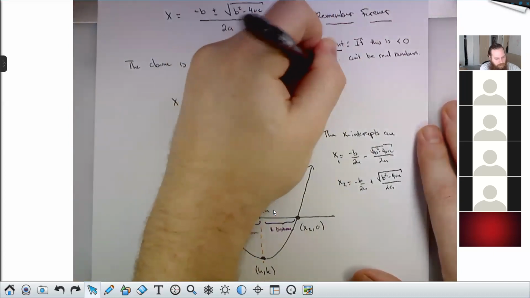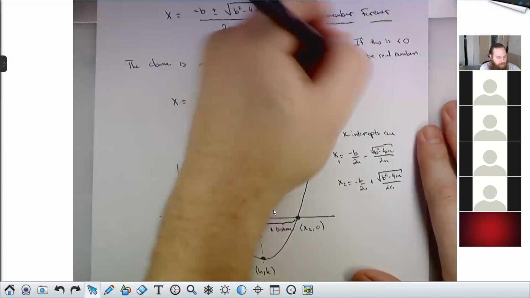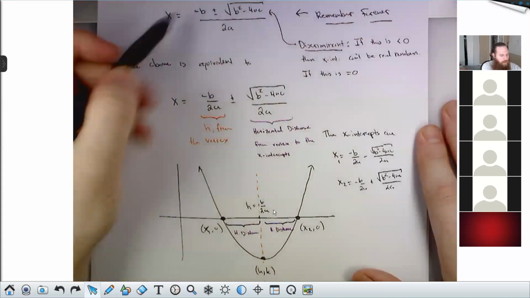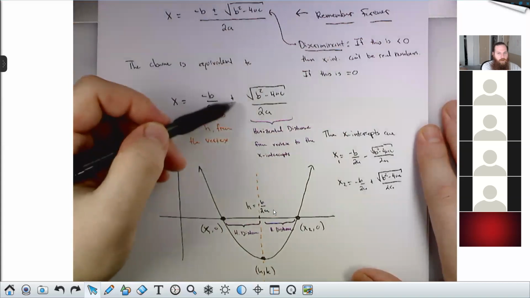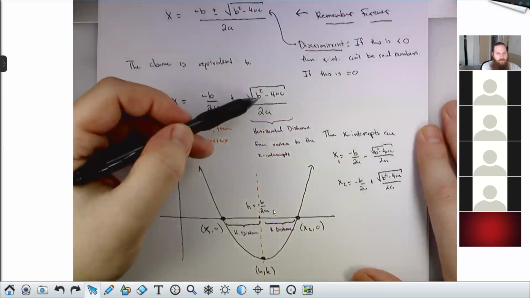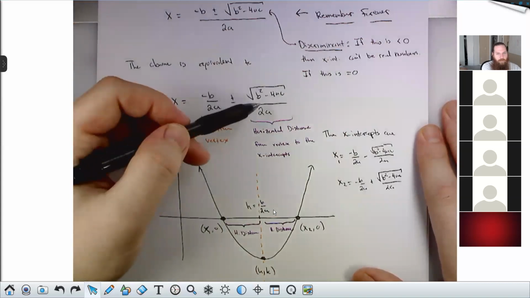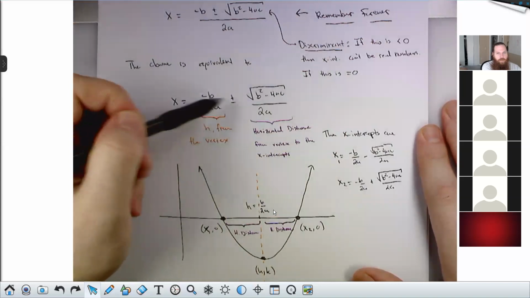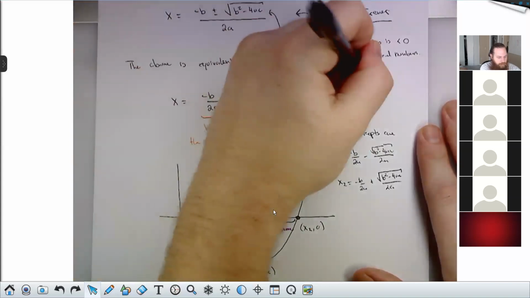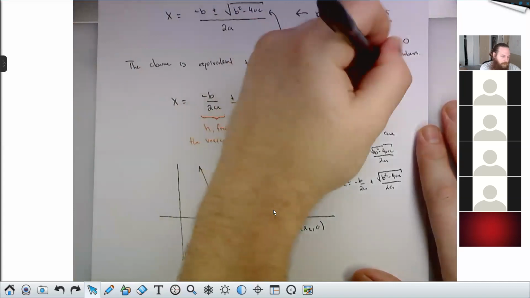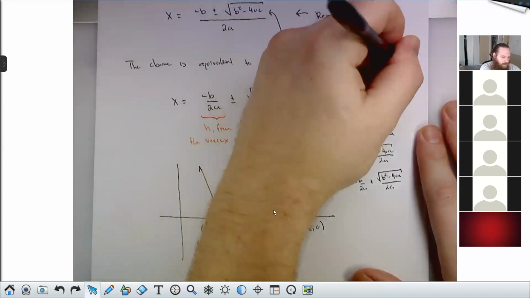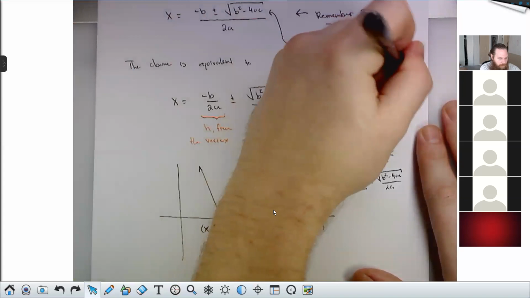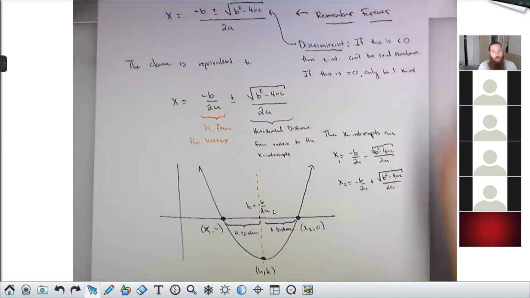If this is equal to 0, then you don't have any distance to walk. If the discriminant is 0, the square root of 0 is 0. Your roots are the vertex. So there can only be one root, or x-intercept. You hear me saying that word root, right? Root is a synonym for x-intercept. And if this is positive, then you've got two roots.